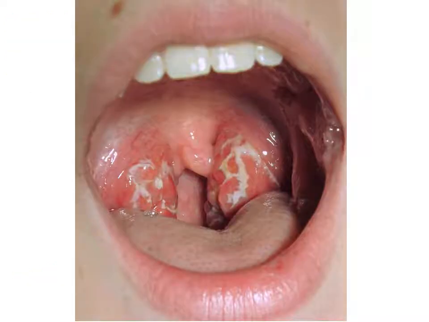This is the condition which is called tonsillitis. In the middle there is uvula, and on sides a pair of palatine tonsils, they are swollen.